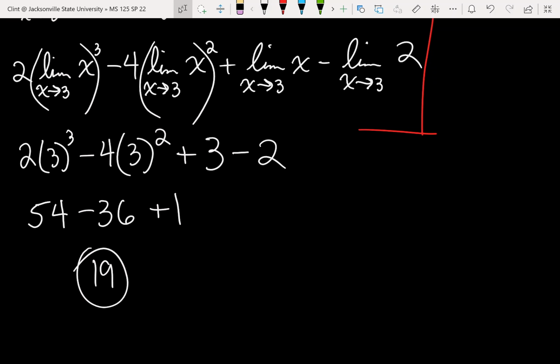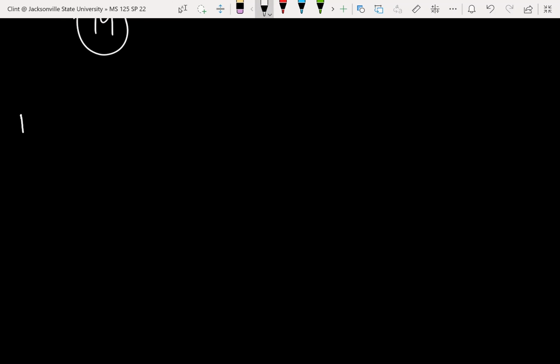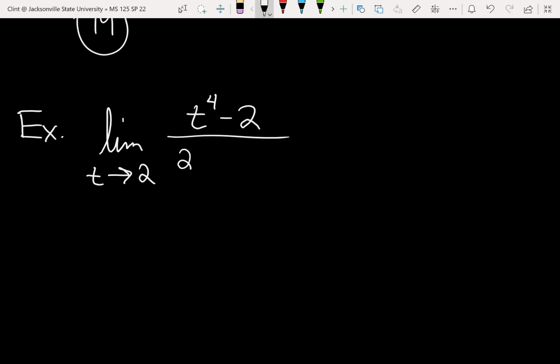Also, look at another one here, because the direct substitution property gives us another situation where we can use it. It says we can use it for rational functions as well. So we've got a function of t to the fourth minus 2 over 2t squared plus 5.